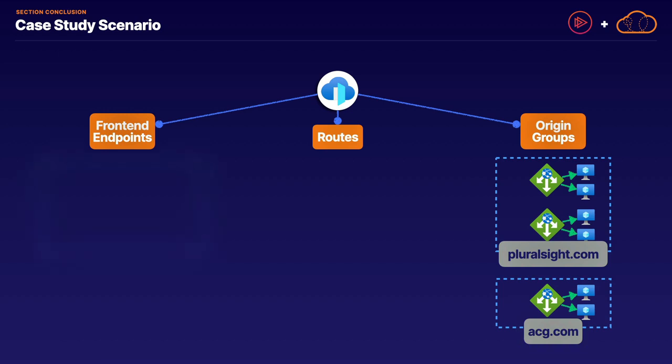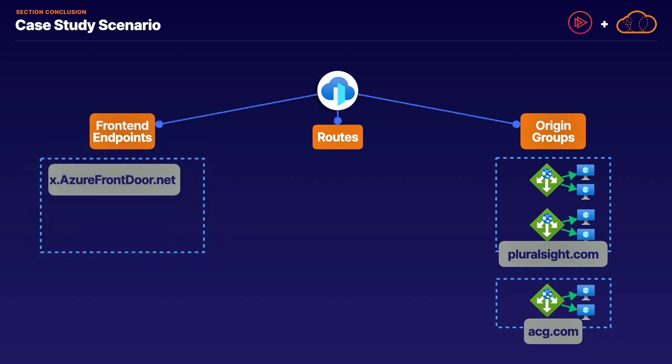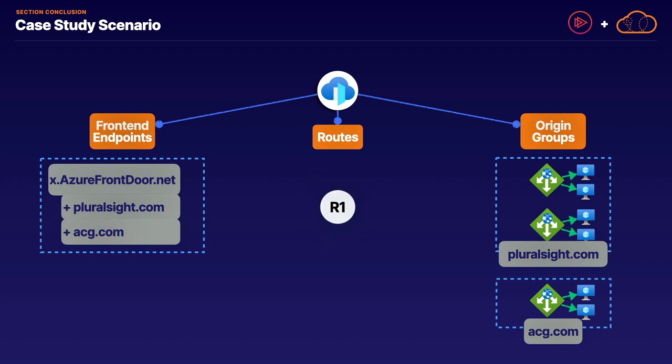Now we have our front-end endpoints, as we're familiar with in our Azure Front Door profiles. And as we've seen in a demo, we can create a custom domain to map to that Azure provided Front Door subdomain. And we can have multiple custom domain names for these domains here. And we can have our routes, and our routes can be used to use those custom domains and route that traffic to origin groups in the back end. So for example, if we were to get the Pluralsight, it would go to the first, and acg.com would go to the appropriate origin group in its back end. So that's our case study scenario.